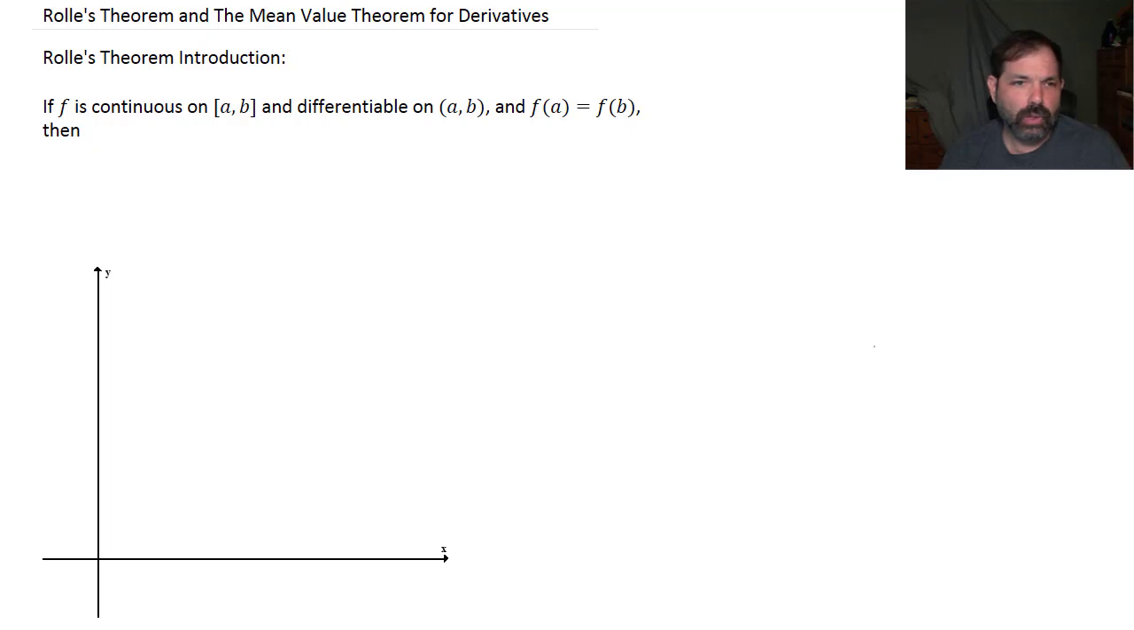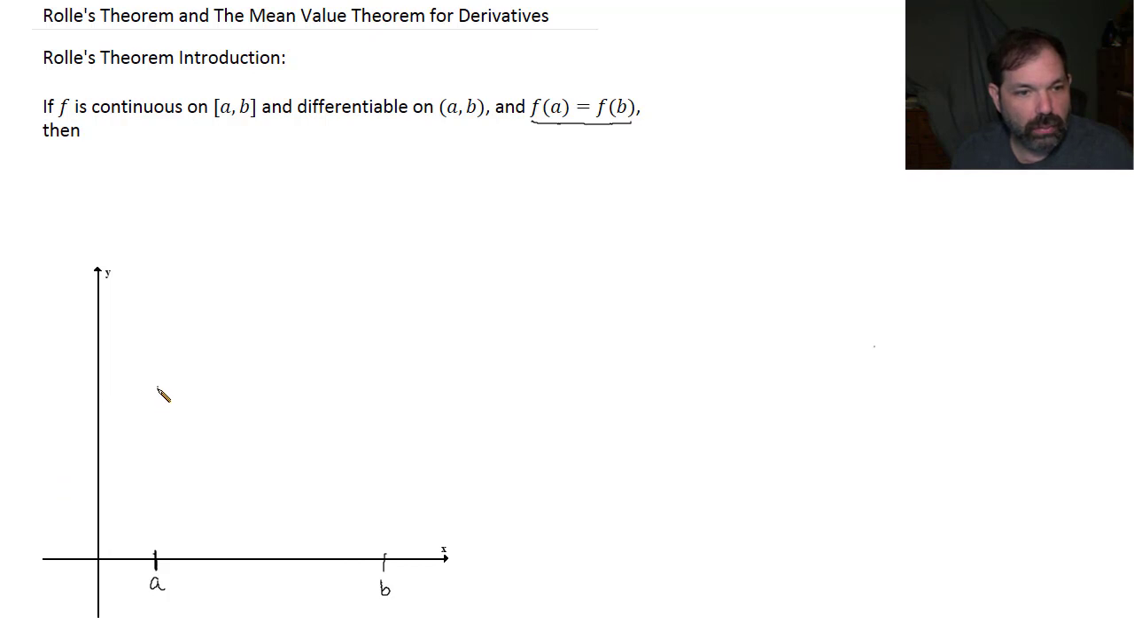Here's what it says. If a function is continuous on a closed interval [a, b] and differentiable on the open interval (a, b), and f of a equals f of b, then... I'm leaving this blank because I want to help you think about this. Let's picture this situation. We have a continuous differentiable function, and f of a is equal to f of b. That means we have some a value here and some b value here, but f of a equals f of b. What that means is that at both of those inputs, the height, the level, is the same.